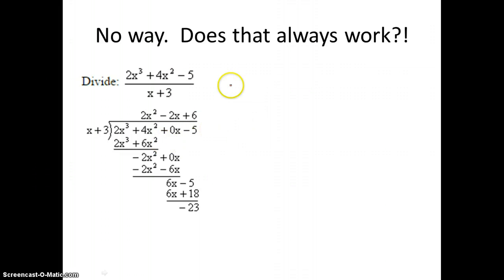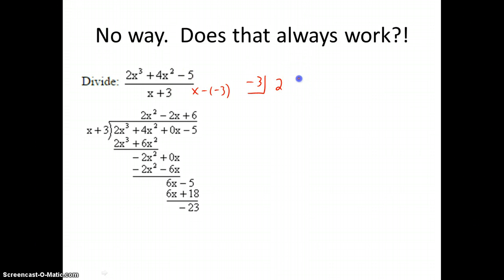So when we do it in the synthetic way, we have to do the same thing. Now this time, notice we have x plus 3. So I could write that as x minus negative 3. So this time in the box, we're going to have a negative 3. So put negative 3 into our box. Now I'm going to list out the coefficients of my polynomial up here, my dividend. So I'm going to have 2, because it's 2x cubed.